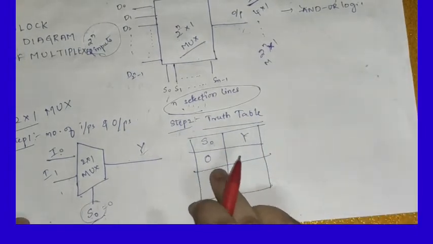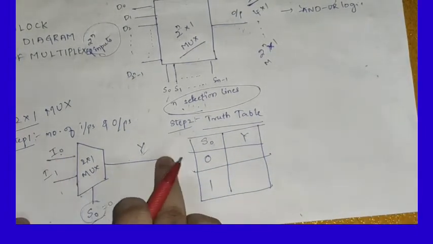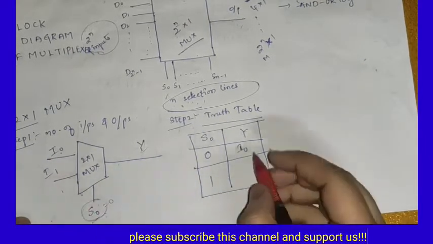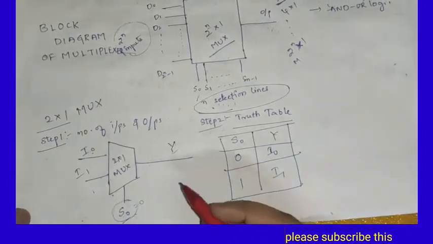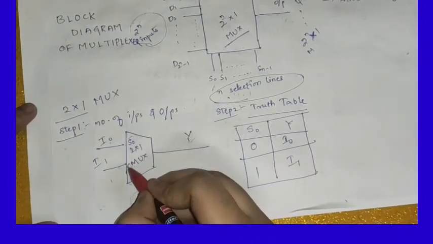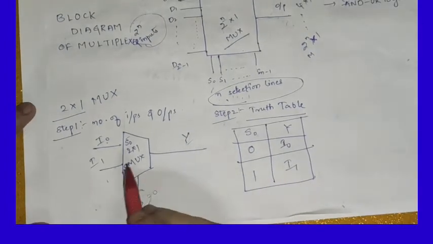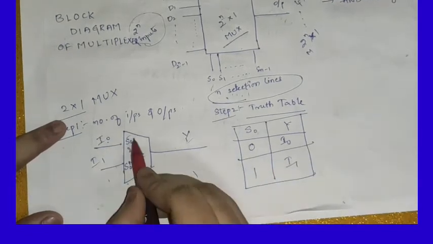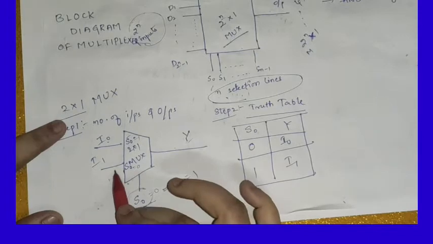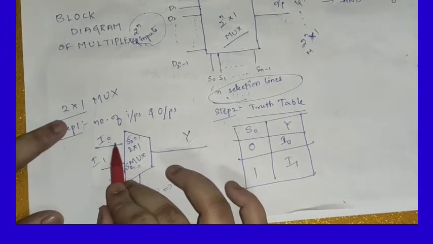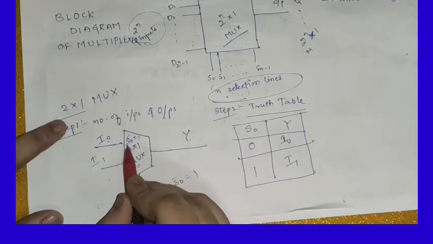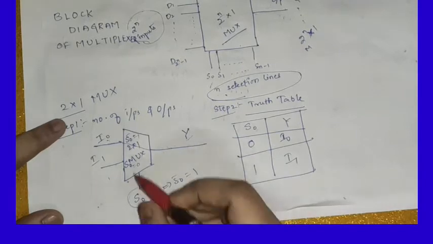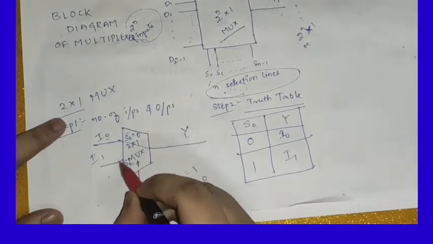If S0 is equal to 0, the 0th port of input is selected as the output. So I0 is selected as the output. If S0 is equal to 1, then I1 is selected as the output. If I write S0 bar and S0 here, if S0 is equal to 0, that implies S0 bar is equal to 1, right? So here it will be 1 and here it is 0. Therefore this one is selected as the output, and this one is not selected. If S0 is equal to 1, that implies S0 bar is equal to 0, right? So this is 0 and this is 1, so this one is selected as output.